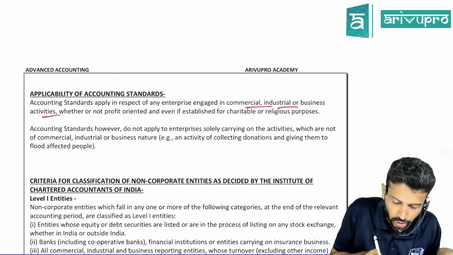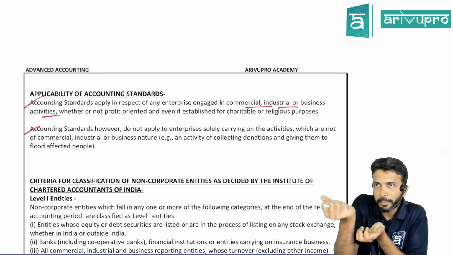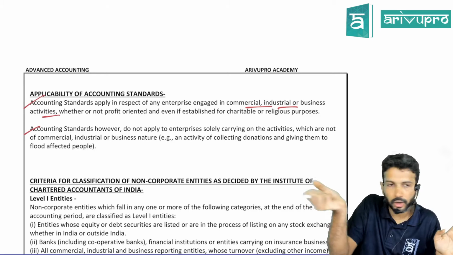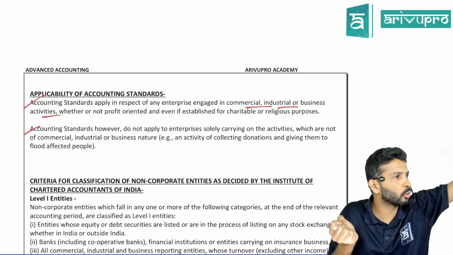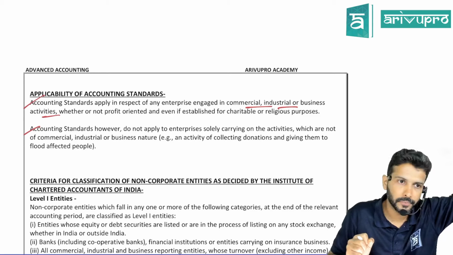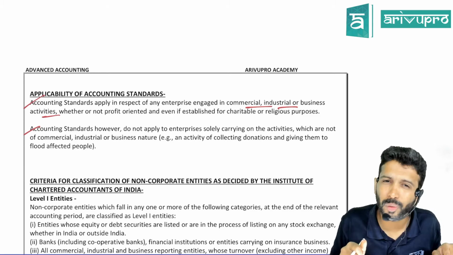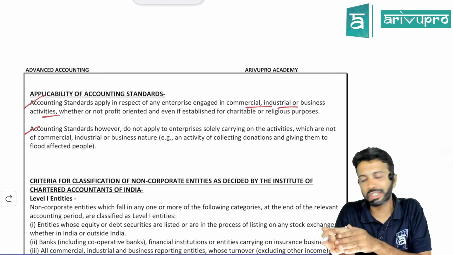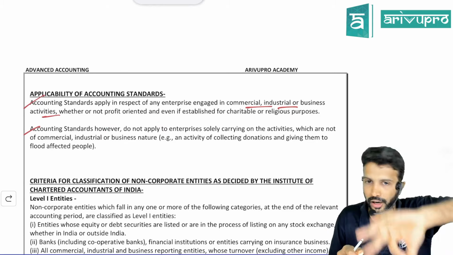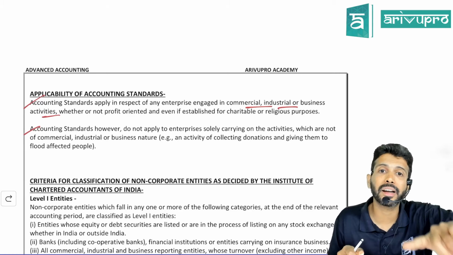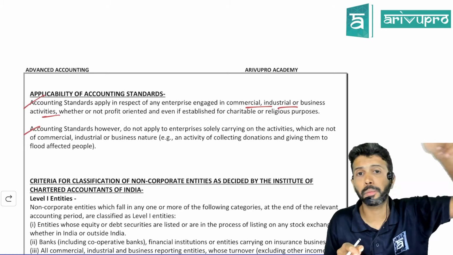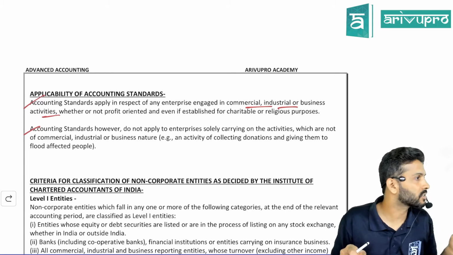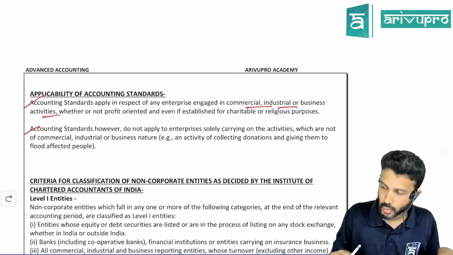But suppose your job is only this: you accept donations and you give off donations. No other service. If you get 100 rupees donation, you give the same 100 rupees to needy people. Then AS is not applicable, because are you doing any commercial activity here? No. So if you are doing non-commercial activities, then AS is not applicable. For every other entity, whether an LLP, a partnership firm, a sole proprietor or a company, AS is still applicable. AS stands for accounting standards.